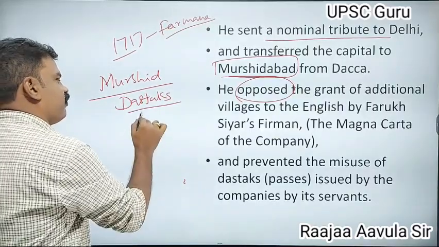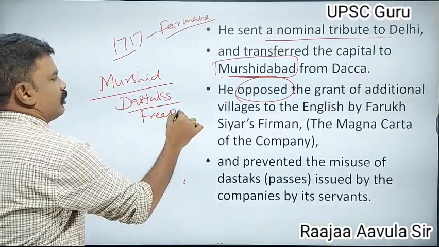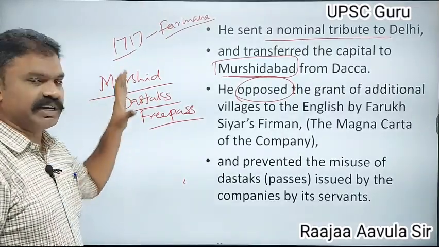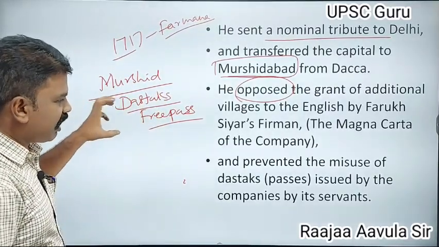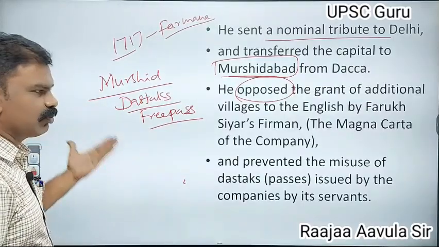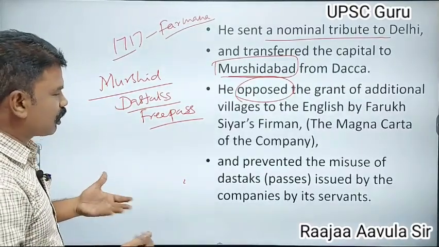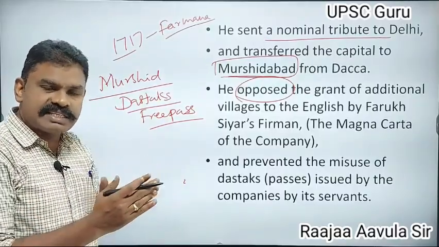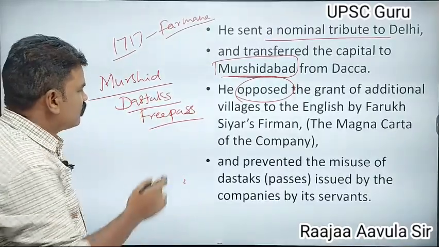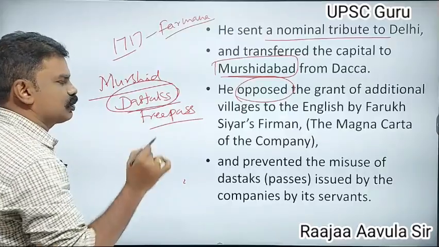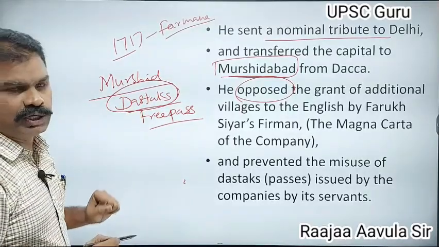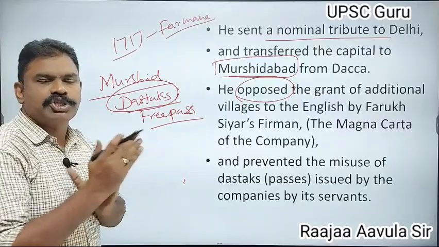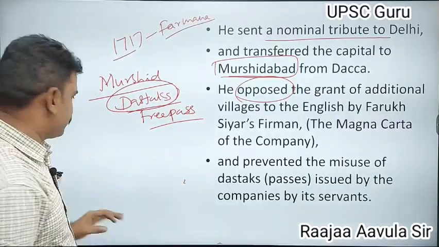Dastak means free pass, which was given to the British East India Company. But they were going to utilize this more and more. They were taking more and more passes for the extension of trade. This misuse of the dastaks was stopped by Murshid Quli Khan. There occurred a clash between Murshid Quli Khan and the British East India Company.